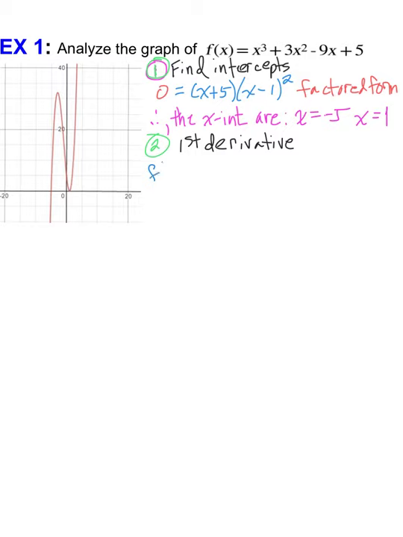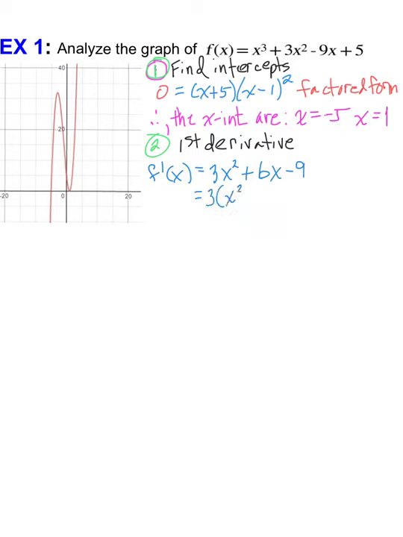So f prime of x is going to be 3x squared plus 6x minus 9. Then we need to find this, because remember from the first derivative we get our critical numbers, and we're going to use those to determine increasing and decreasing parts of our function. So the first thing I'm going to do is factor out a 3.